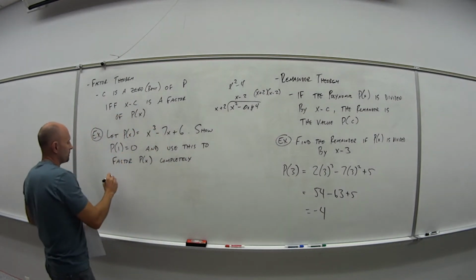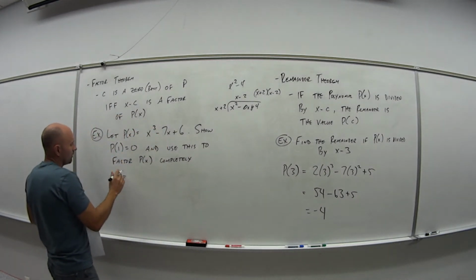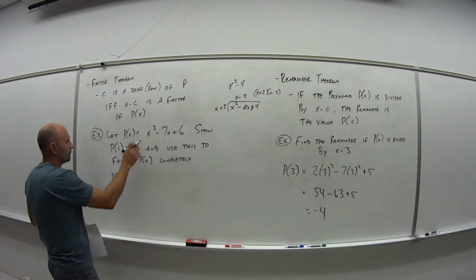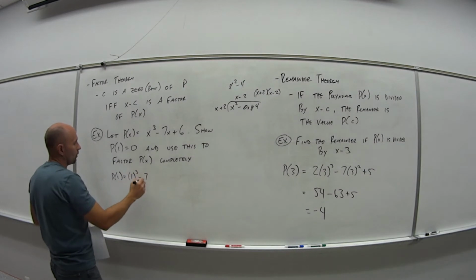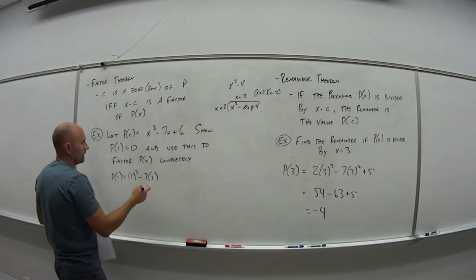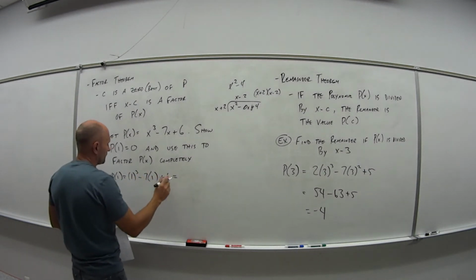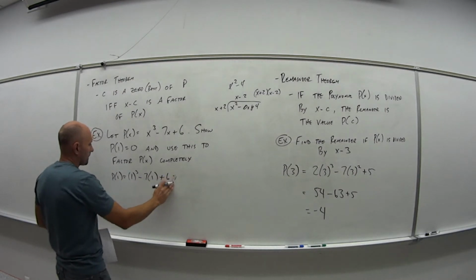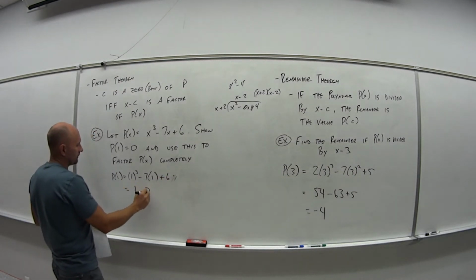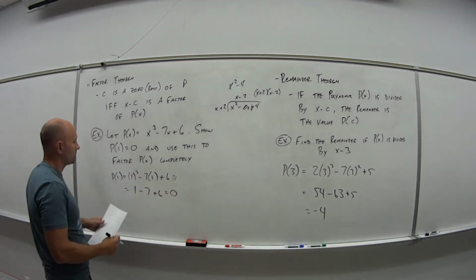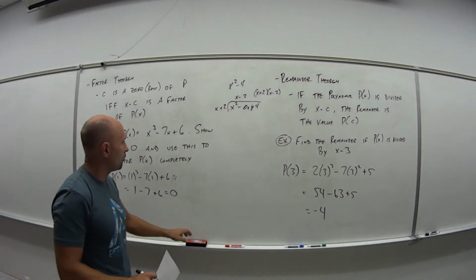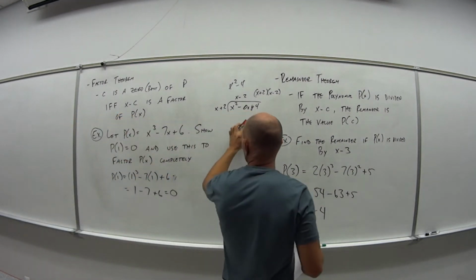First, we want to show that p of 1 is equal to 0. Well, that's straightforward enough. We just plug in 1 into the polynomial, so we get 1 to the third, minus 7 times 1 plus 6, that's 1 minus 7 plus 6, 1 minus 7 is negative 6 plus 6 is 0. Okay, so therefore we showed p of 1 is equal to 0.